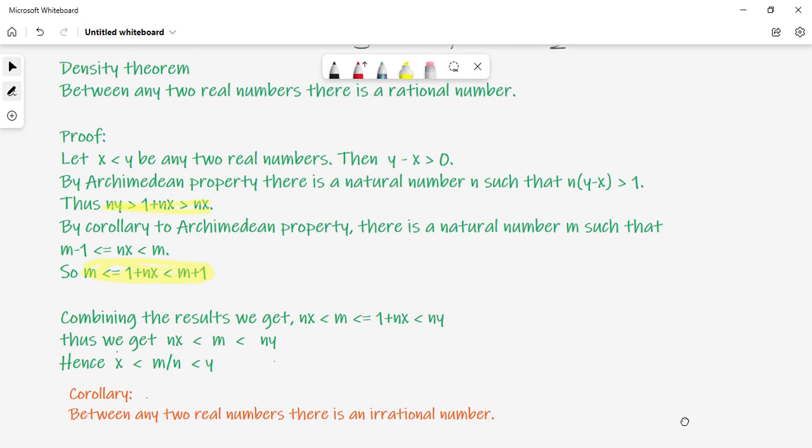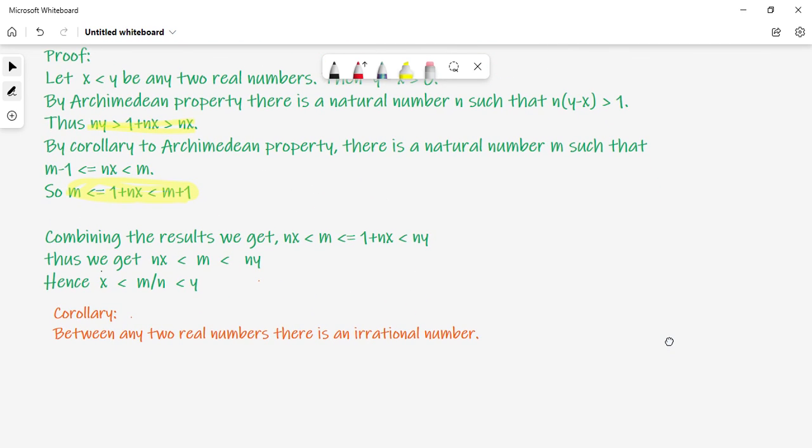Now let us have the corollary to the density theorem. So between any two real numbers, there is an irrational number. When we are asserting for rational, what happens for irrational? So the same thing is true for irrational numbers also. So that's all. That is the theory regarding real numbers which we must know.